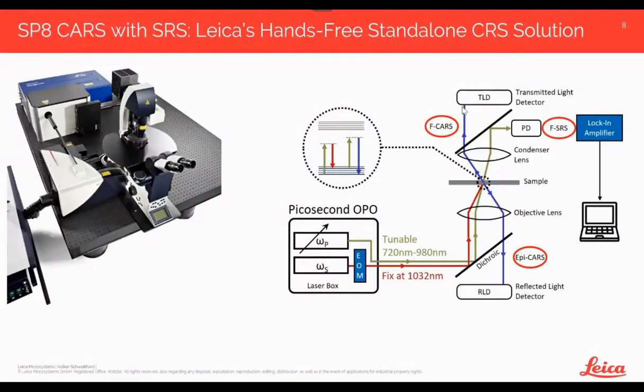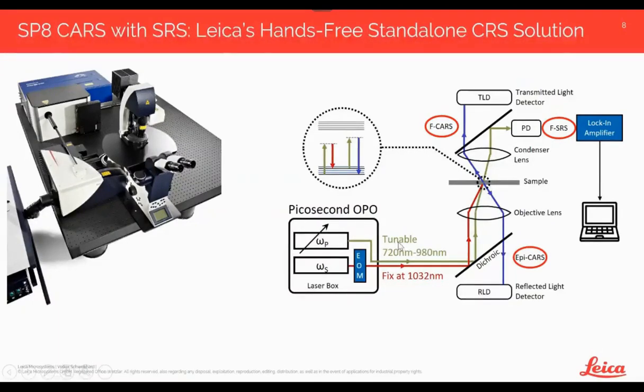Now here is the instrument with which we at Leica are able to provide all of this information. It is the SP8 CARS system with SRS add-on. So this has been Leica's hands-free standalone solution for vibrational spectroscopy. And so on the left, I'm showing an image of the system. In the front, it is actually the SP8 confocal microscope. And in the back, the blue box is actually the laser source that provides the 2 laser fields that are necessary to excite those vibrational transitions.